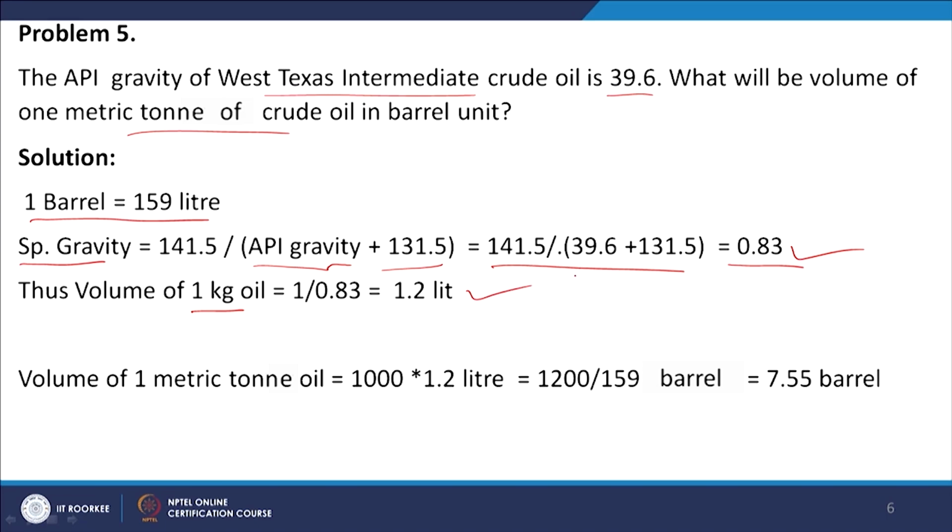So, then we have 1 metric ton. 1 metric ton means 1000 kg. So, 1000 into 1.2 liter, that is 1200 liter. If it is 1200 liter, then what will be the value in barrel? We have to divide it by 159. So, we are getting 7.55 barrel.